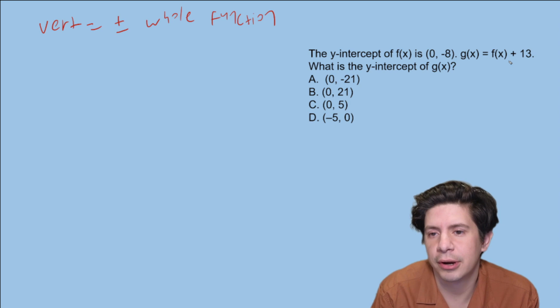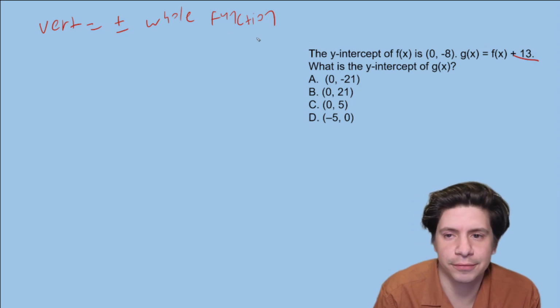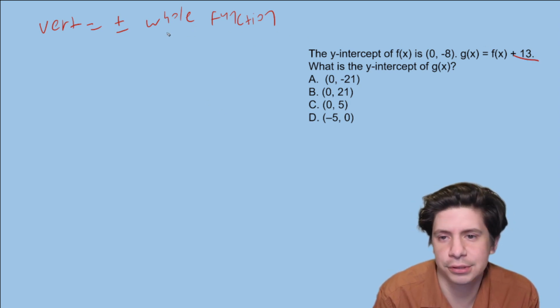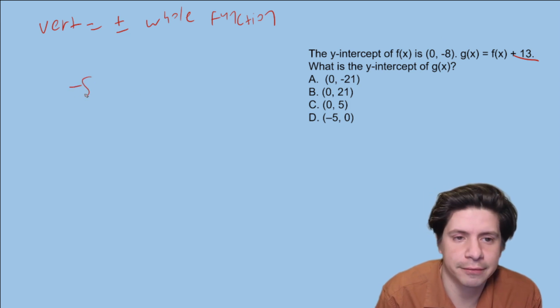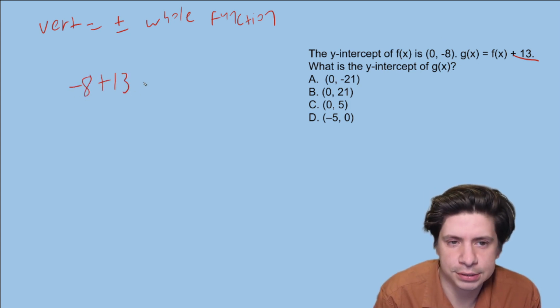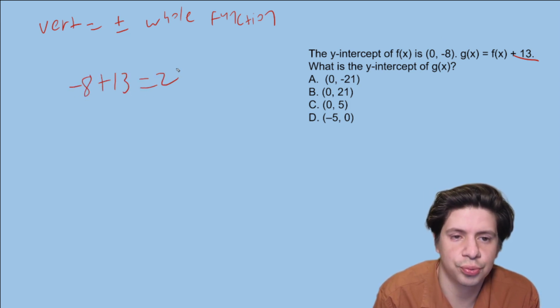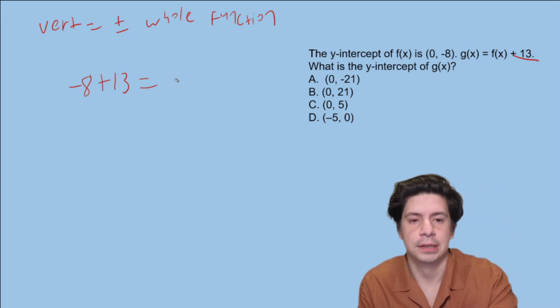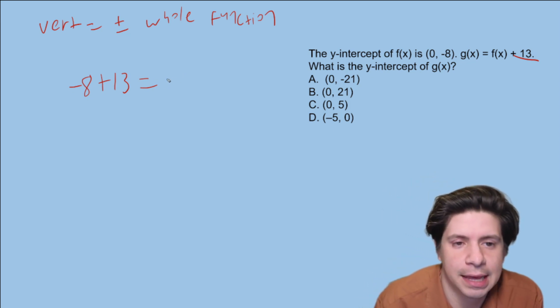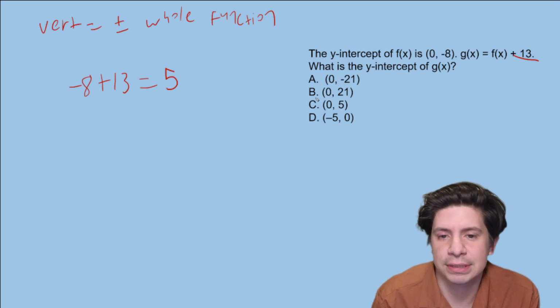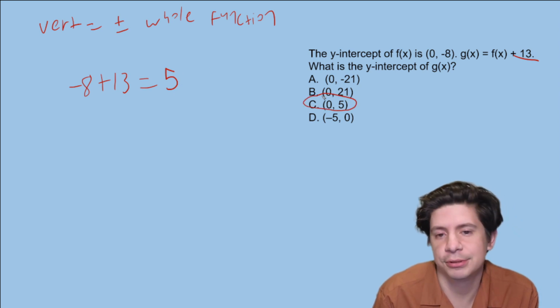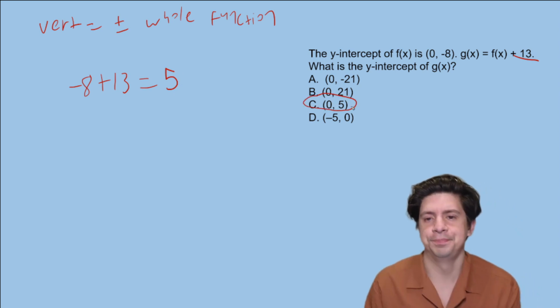So here we are adding 13, and it's intuitive. When we add 13, we're going up 13. So we're going up 13 from -8. So we'll do -8 plus 13, and that will get us, not 21, whoops. -8 plus 13, and that will get us +5. And that will be (0, 5). So the y-intercept should always have a 0 for the x value.